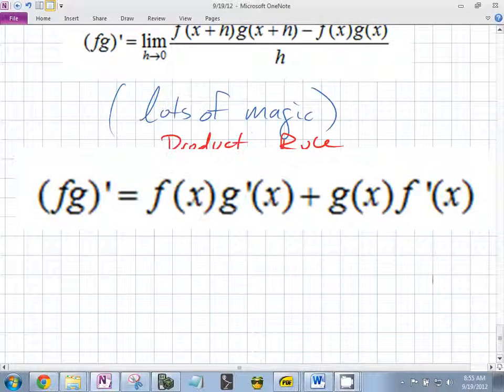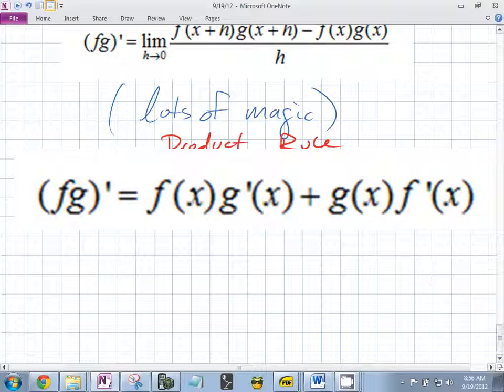Product rule. If you are taking the derivative of two functions multiplied together, what do you see here? F multiplied by g prime and g multiplied by f prime. This is super easy to remember. It's f multiplied by g prime and g multiplied by f prime. Can you switch the order of those two big terms right there if you wanted to? Yeah, addition is commutative. You can do it in either order.